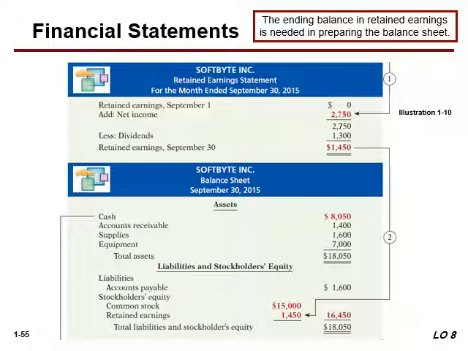The statement of financial position includes assets, liabilities, and stockholders' equity, and the total amount of assets such as cash, accounts receivable, supplies, equipment. The total amount 18,050 should equal the total amount of liabilities and stockholders' equity, 18,050. In the balance sheet, the total amount of assets should equal the total amount of liabilities and stockholders' equity.